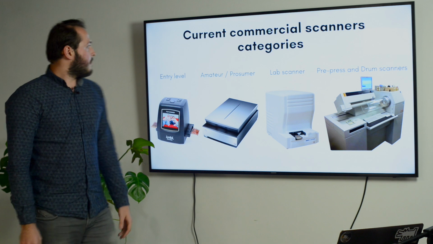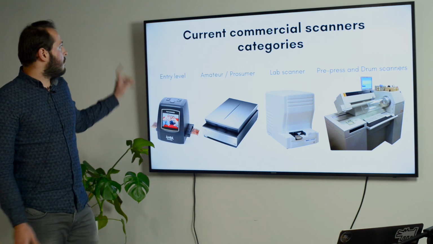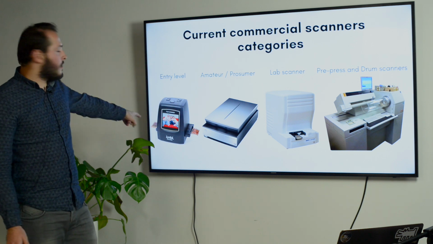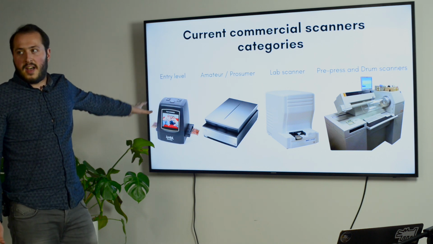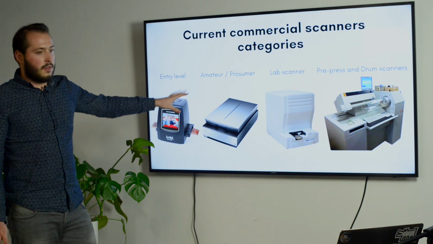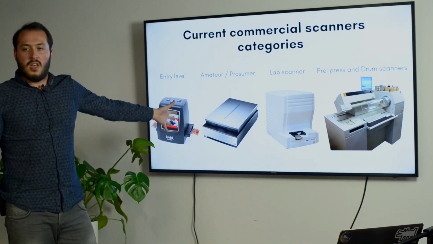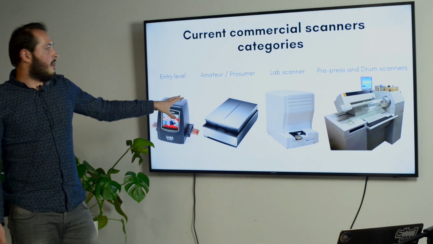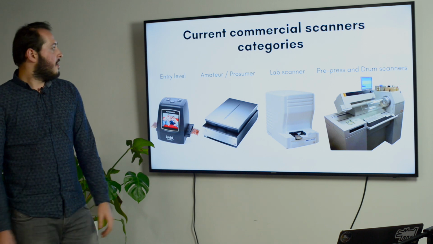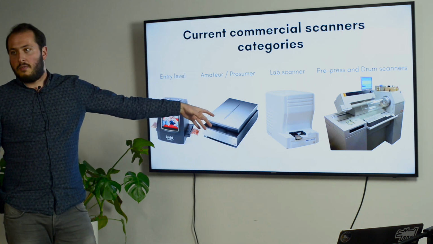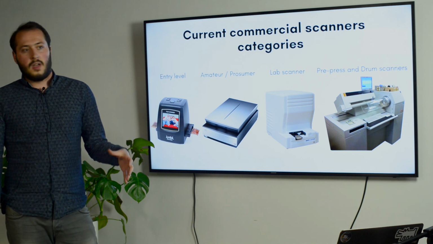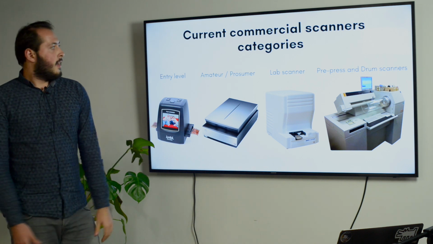So I'm going to briefly introduce you to the four current types of scanners that I could identify. Entry level: don't buy it, it's very bad. It's going to last two months and it's going to break. Amateur, prosumer: those range from pretty affordable to pretty expensive. Usually they're okay for most people. The results are really good, like decent. Lab scanners are made for speed and high quality. They are pretty much workhorses. They do one thing and they do it really well.